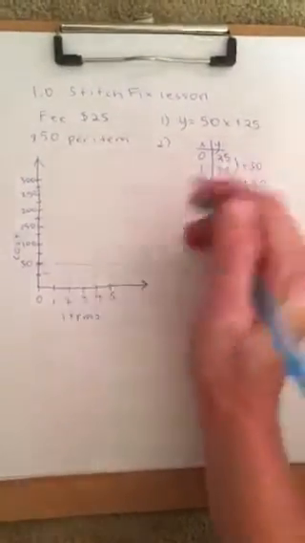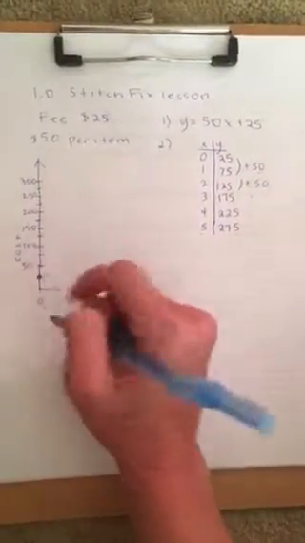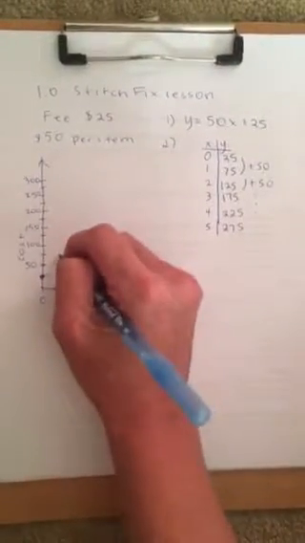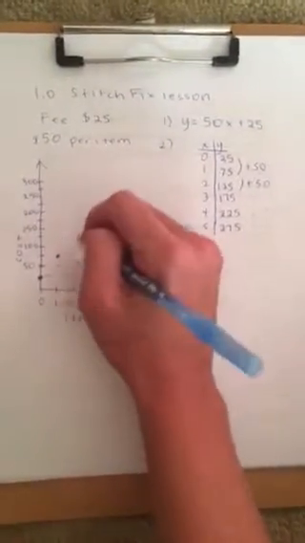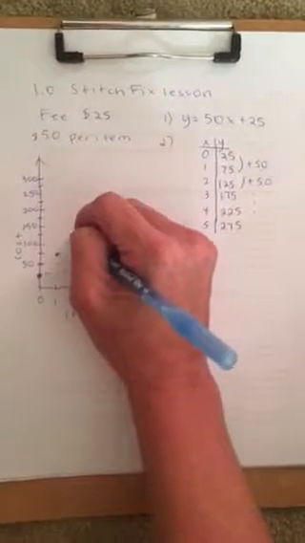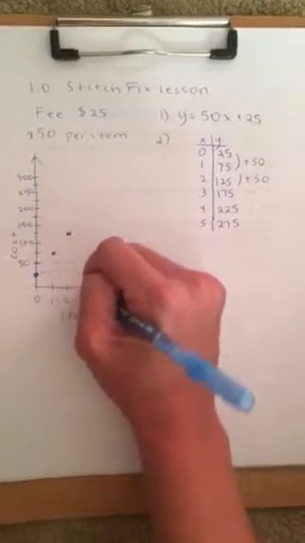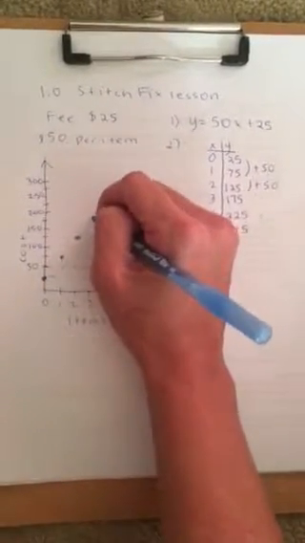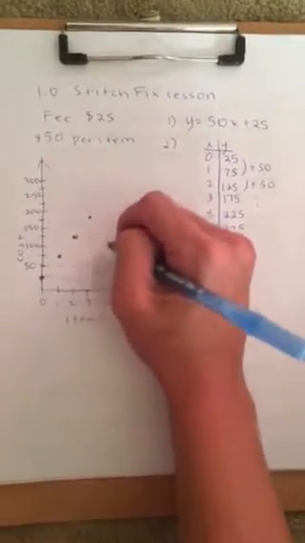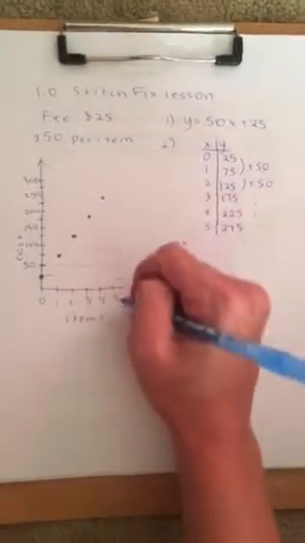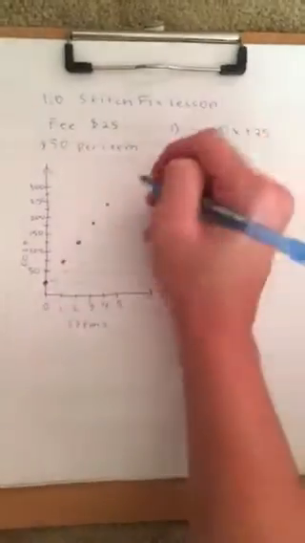So let's start off with 0, 25. And then we have 1 at 75. 2 is at 125. 3 is at 175. 4 is at 225. And then 5 finishes it off at 275.